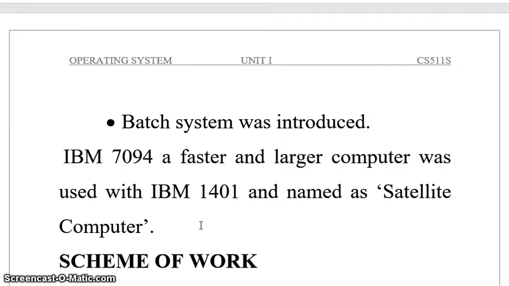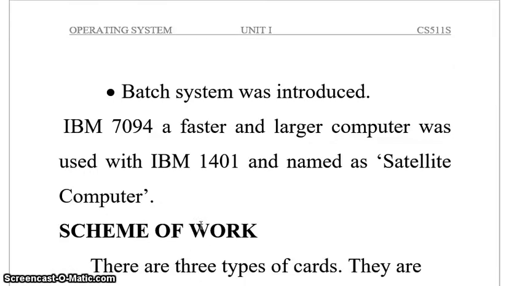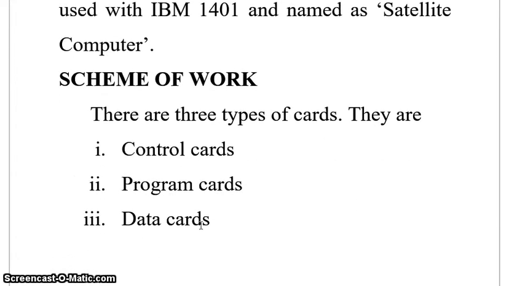IBM 7094, a faster and a larger computer, was used with the IBM 1401 machine and it was named the satellite computer. Now we are going to see how this satellite computer is going to work. In this satellite computer, we'll be having three types of cards: control cards, program cards and data cards.